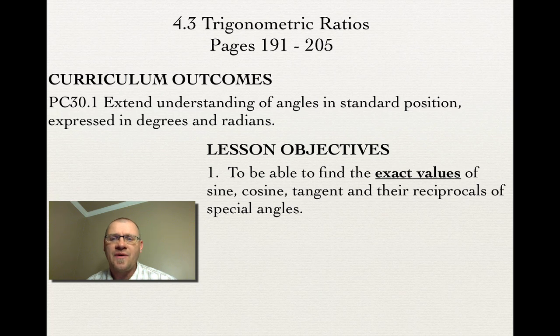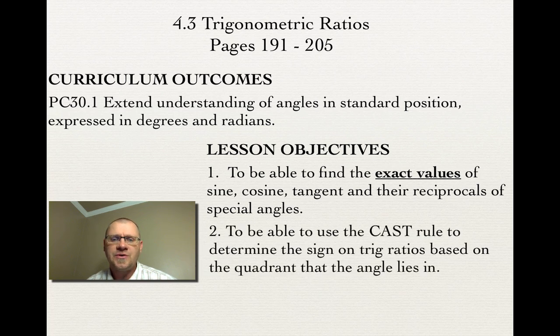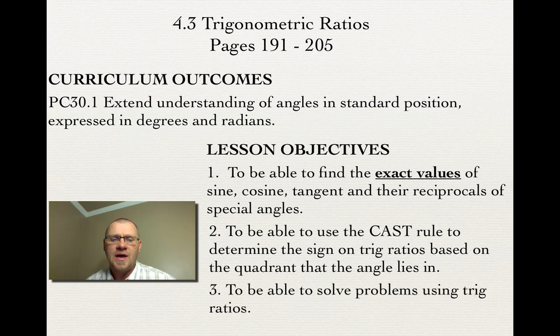Number 1, to be able to find the exact values of sine, cosine, tangent, and their reciprocals of special angles. Number 2, to be able to use the CAST rule to determine the sign on trig ratios based on the quadrant that the angle lies in. And number 3, to be able to solve problems using trig ratios.